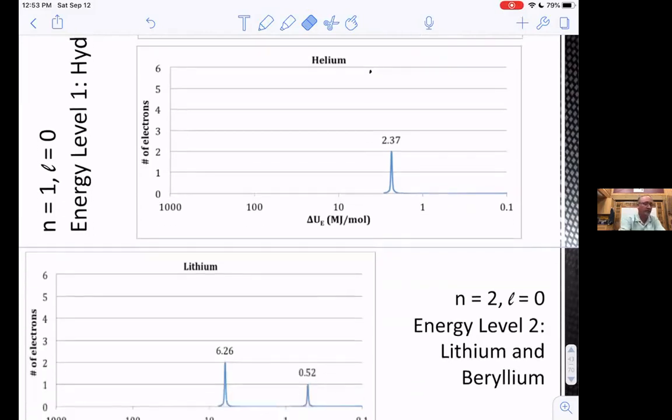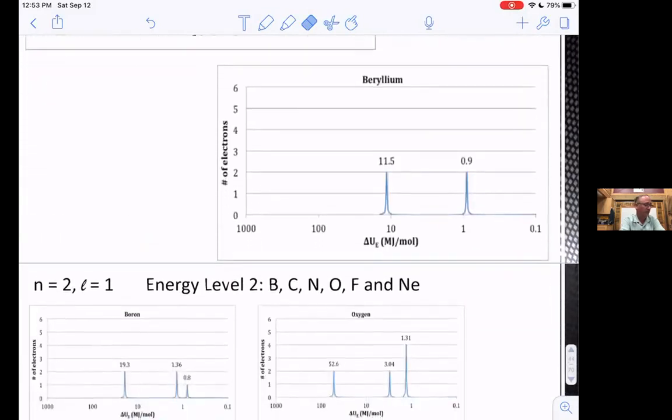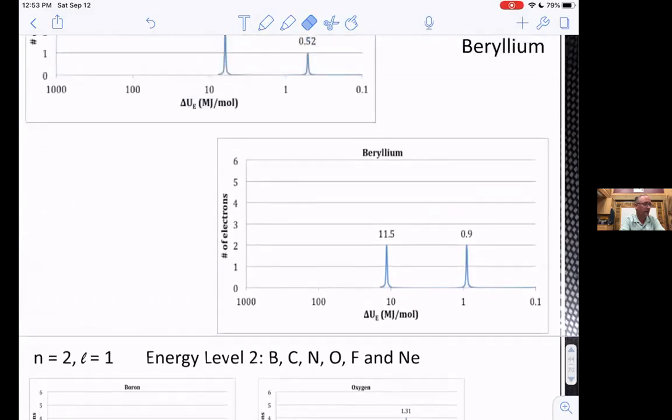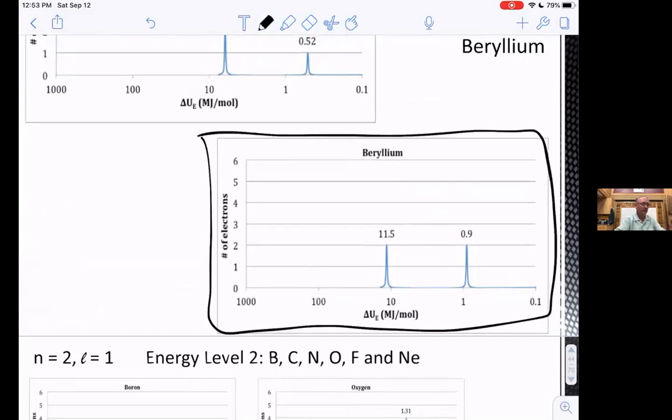All right. So let's skip ahead and go look at some other ones for something a little bit further down. So let's look at beryllium. That's not that much further down, but it is in the second energy level. So let's look at beryllium right here.